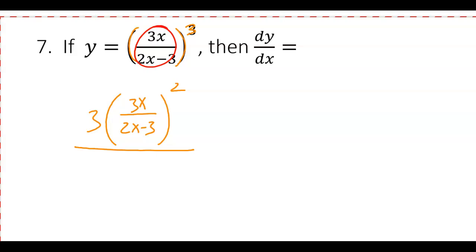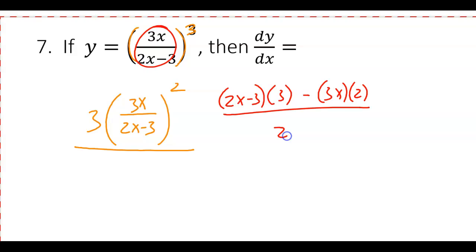Derivative of the inside is going to be low d high minus high d low. Draw a line and square below.